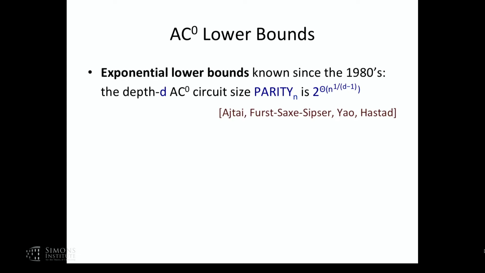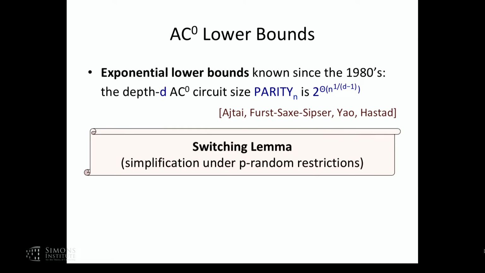And in this AC0 setting, very strong lower bounds are known. In particular, exponential lower bounds for each constant depth d are known since the 80s. So it's known that the depth d AC0 circuit size of the n variable parity function is 2 to the n to the 1 over d minus 1. Okay, and here again we have a technique using random restrictions. This is Hastad's switching lemma, which we'll be looking at in some detail.